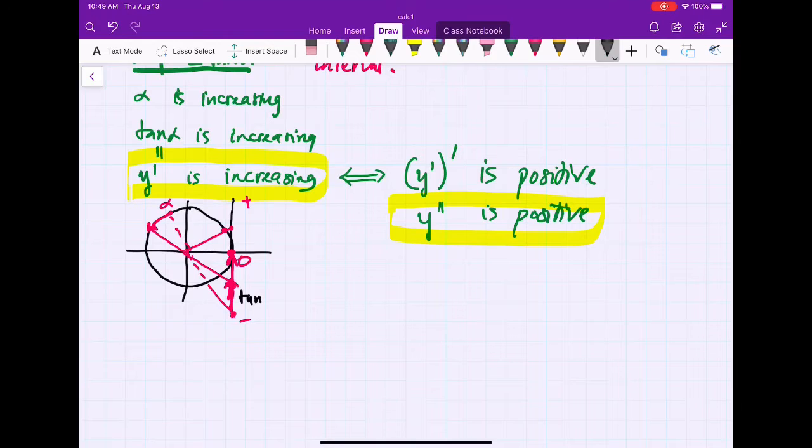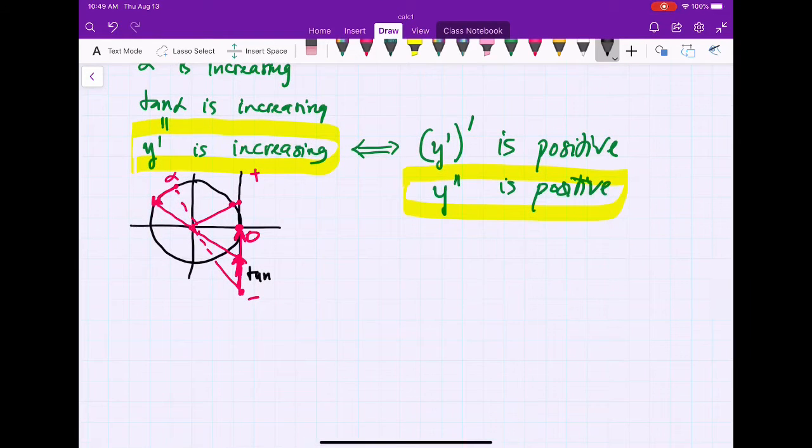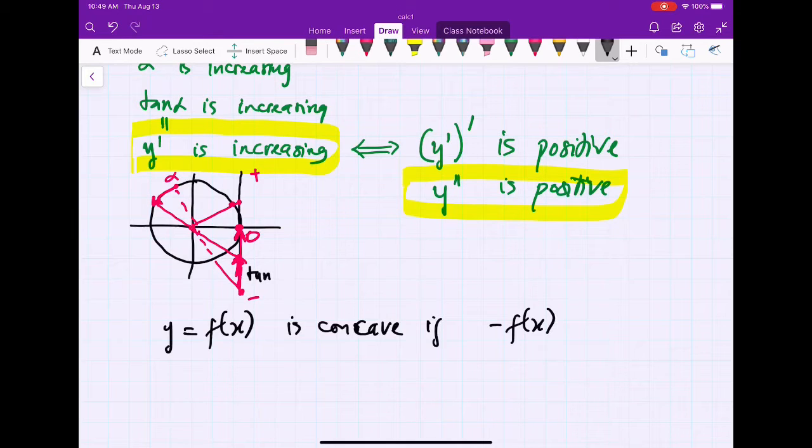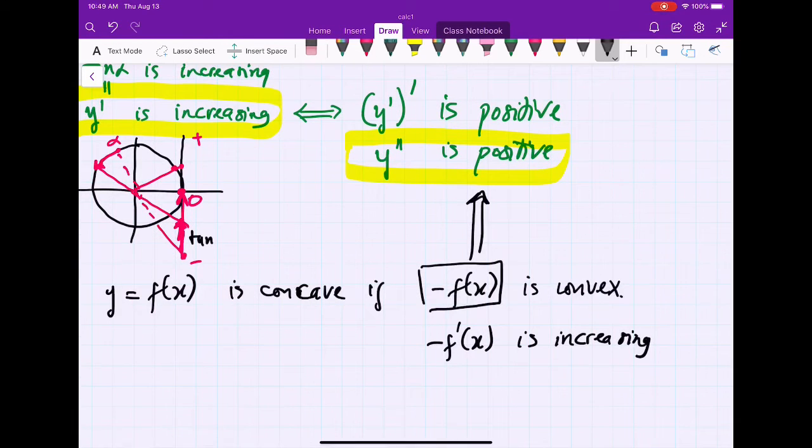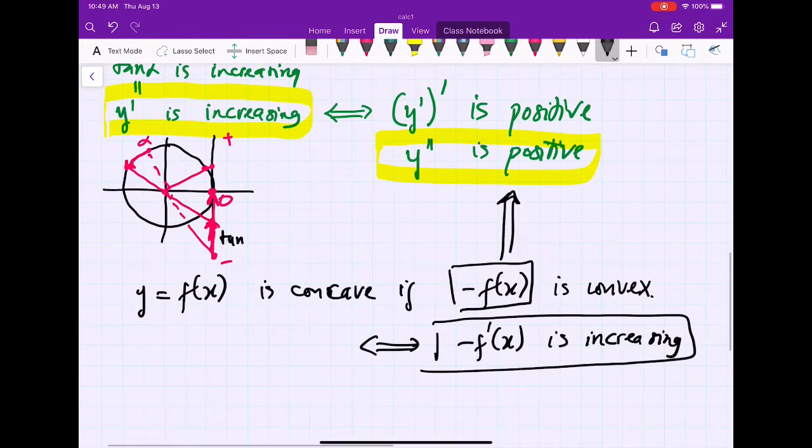Because as we mentioned previously, a function f is concave if the function negative f of x is convex. Is that correct? So you apply exactly what you have in here for the function negative f of x. Does that make sense? In that case, negative f prime is increasing. That means I write here f prime is decreasing, right?